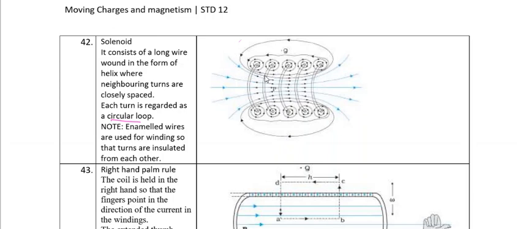Are you able to see this? And similarly this. Okay, then what about this? Here it acts something like a bar magnet almost. Okay, so the magnetic field lines, we already know they never intersect each other, so they go just like that. So you can see a lot of parallel lines here. So each turn is regarded as a circular loop, as I already told you.